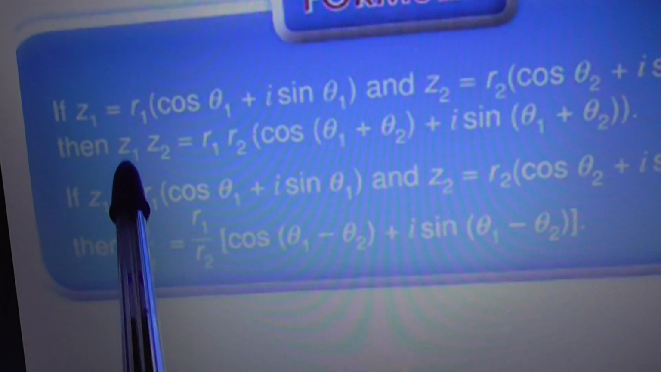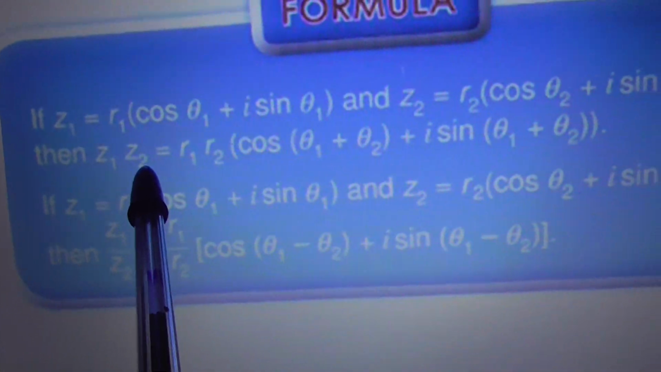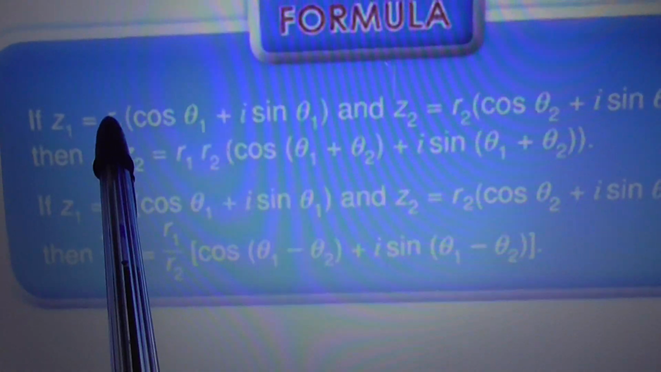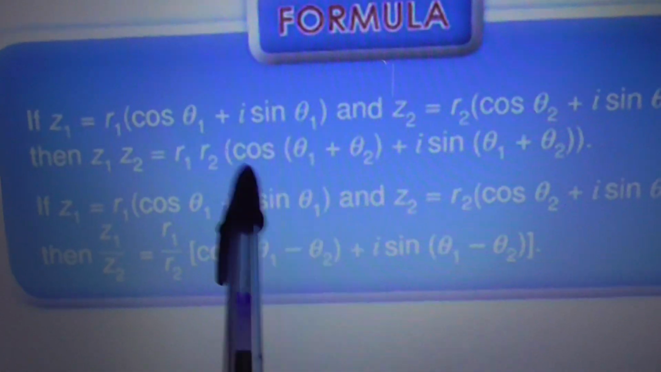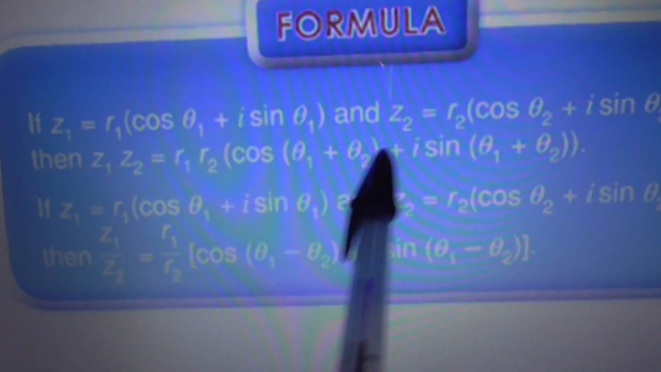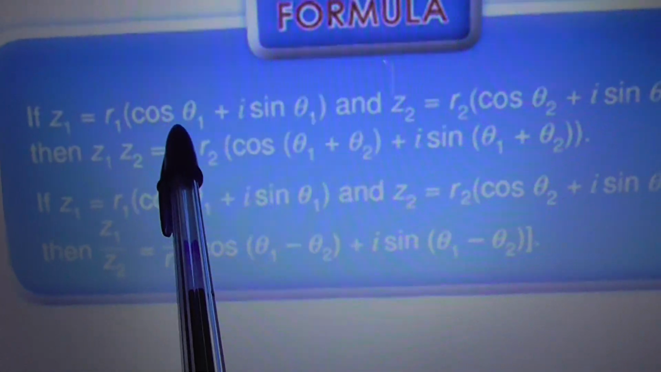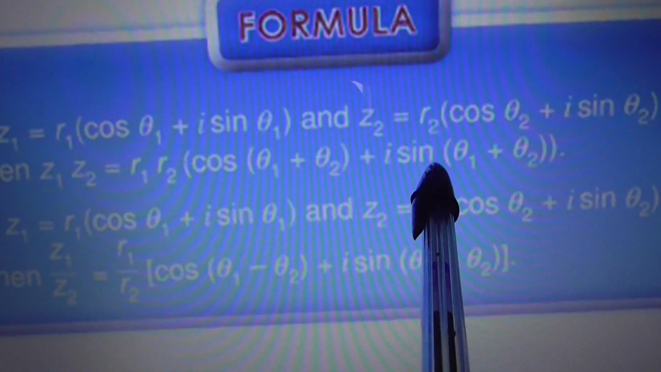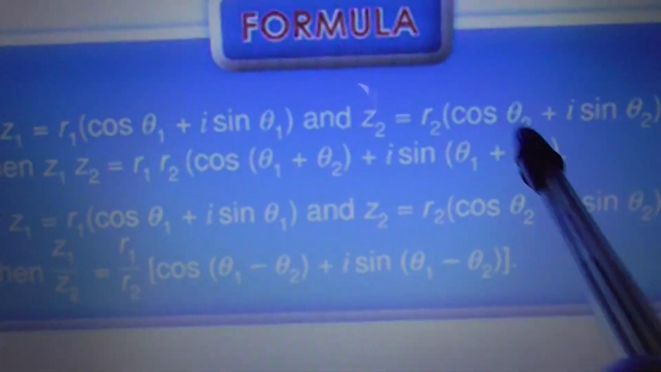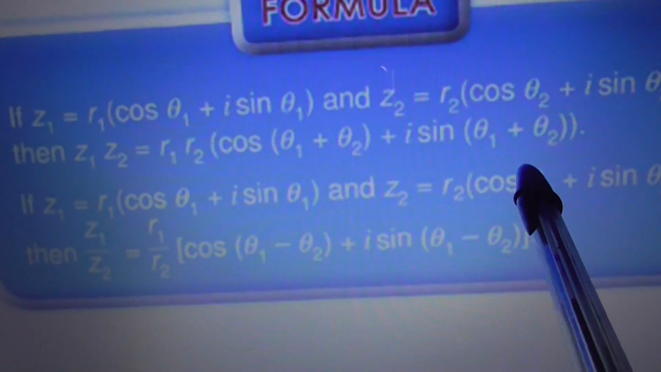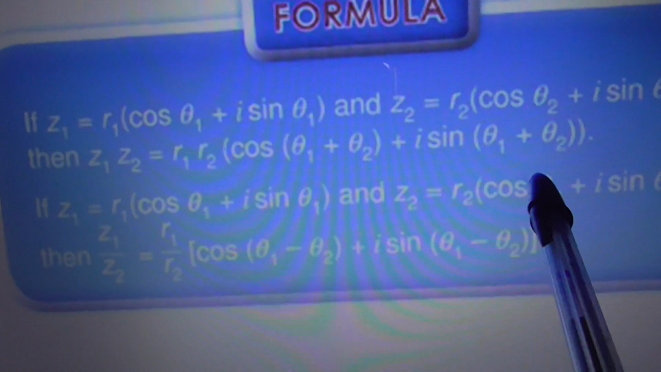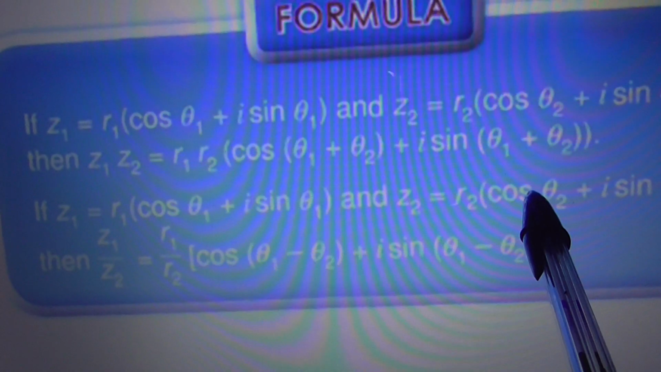If I want to multiply the two together, Z1 by Z2, you multiply the two R's, their moduli I should say. You multiply R1 by R2, and then you add the angles. So it will be the cos of theta 1 plus theta 2, plus i sin of theta 1 plus theta 2, you add the angles again. Okay, and then you just tidy it up. So that's multiplying complex numbers when they're given to you in polar form.